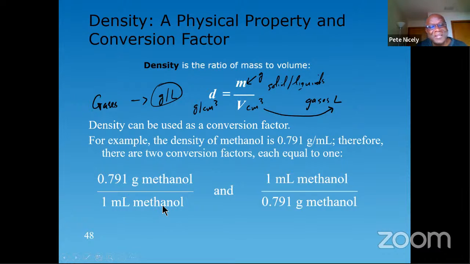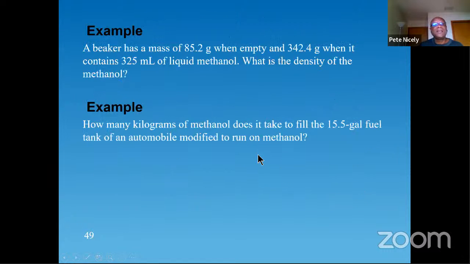This you'd use if you're given a volume and you're trying to find a mass. This is what you're going to use if you're given a mass and trying to find a volume. All right, so let's look at a couple of examples right here.